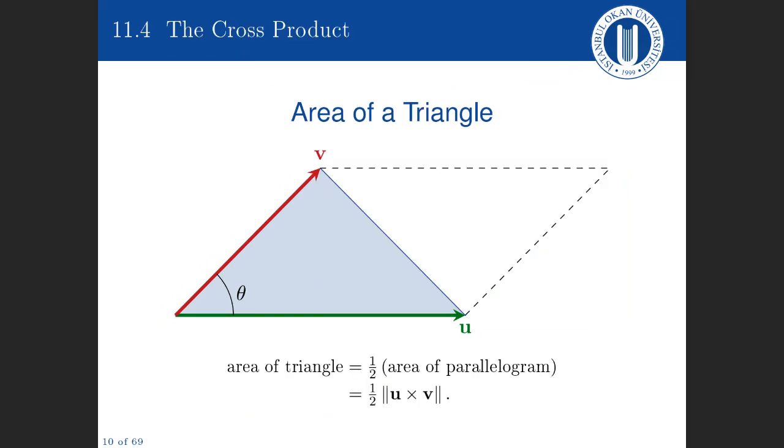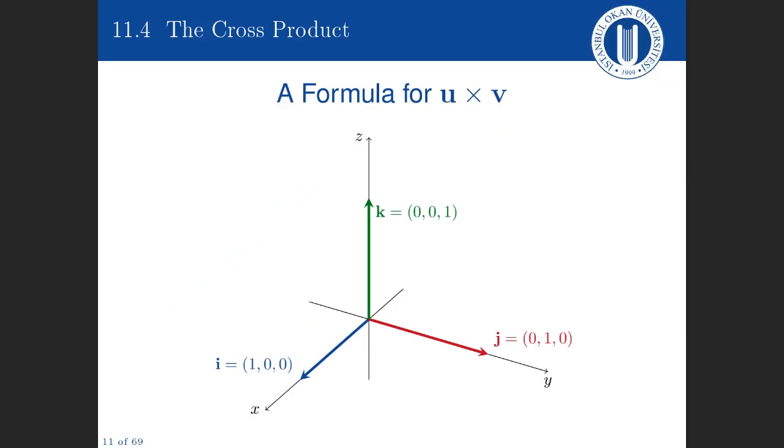Area of a triangle. The area of this triangle is half of the area of the parallelogram that we just did. So the area of this triangle must be a half u cross v. Sorry, a half norm of u cross v. I'll show you some examples of area of triangle later. But first, we should find a formula for u cross v.